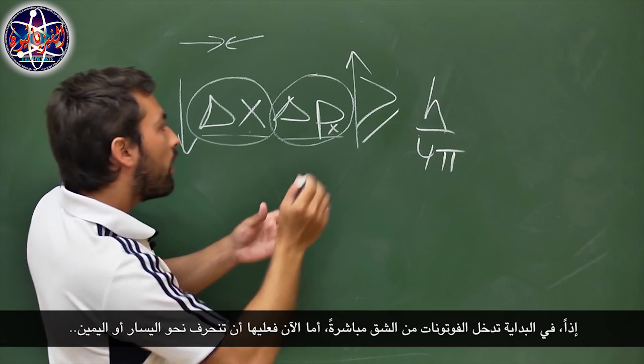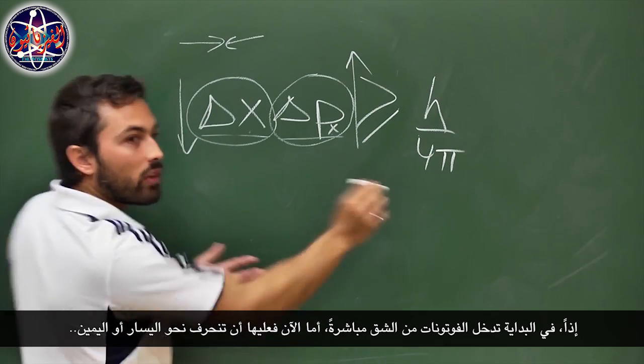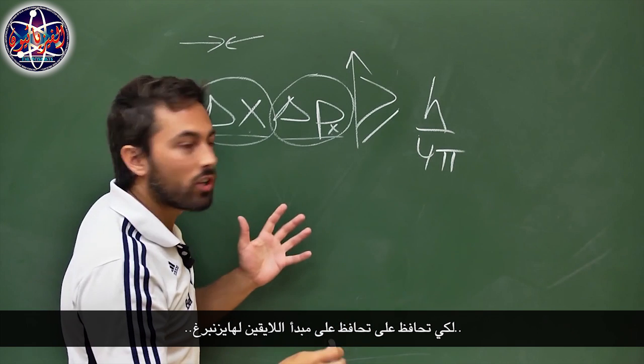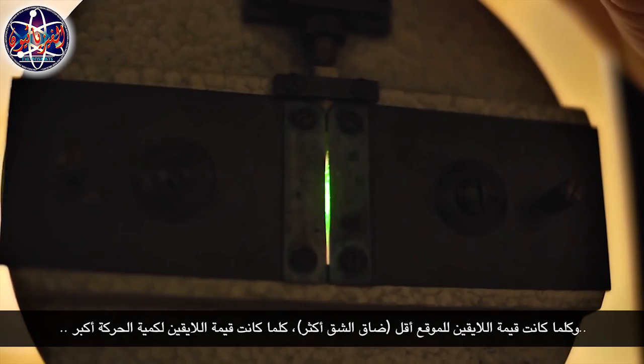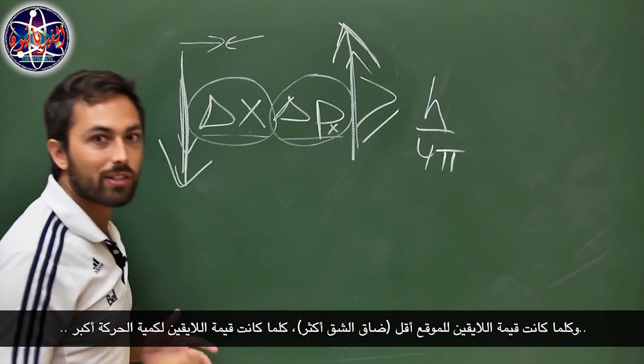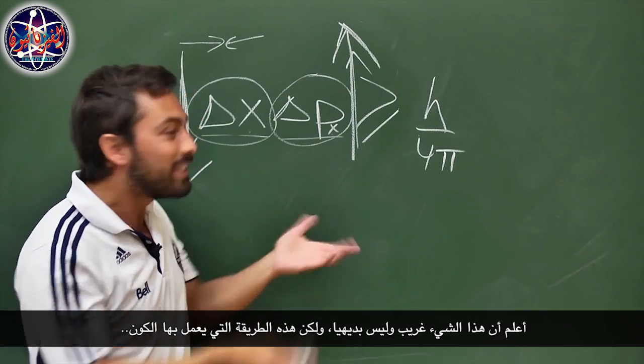I should specify this is uncertainty in momentum in the x direction, in the horizontal direction. So if before photons were going perfectly straight, now they must veer off to the left or to the right to ensure that we don't break Heisenberg's uncertainty relation. And the more you decrease your uncertainty in position, the more narrow you make that slit, the more the uncertainty in momentum has to go up. And so if these photons are going to the left and the right, that's going to produce a much wider beam.